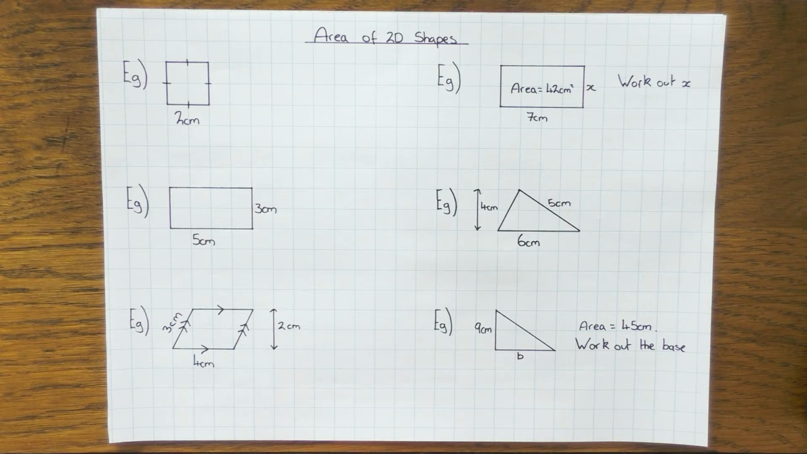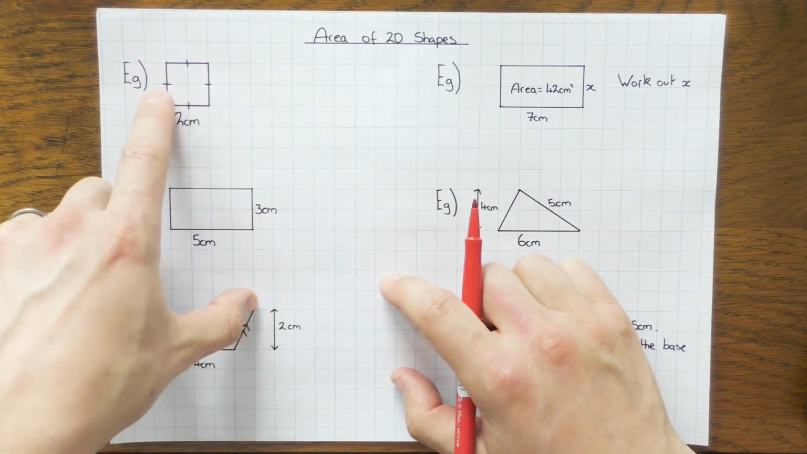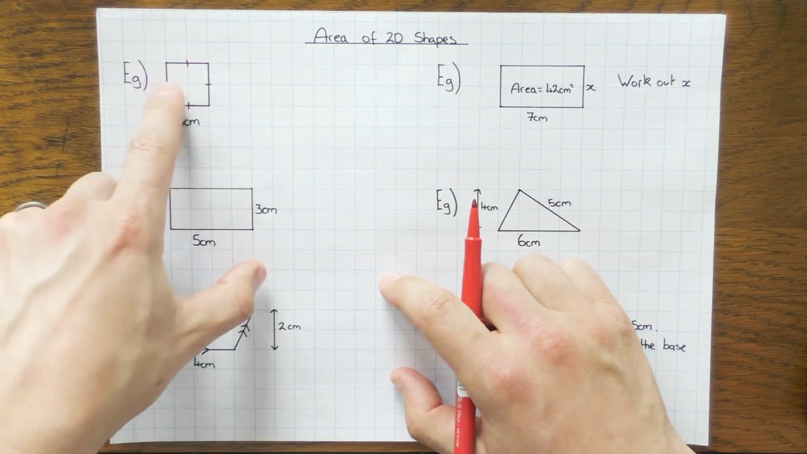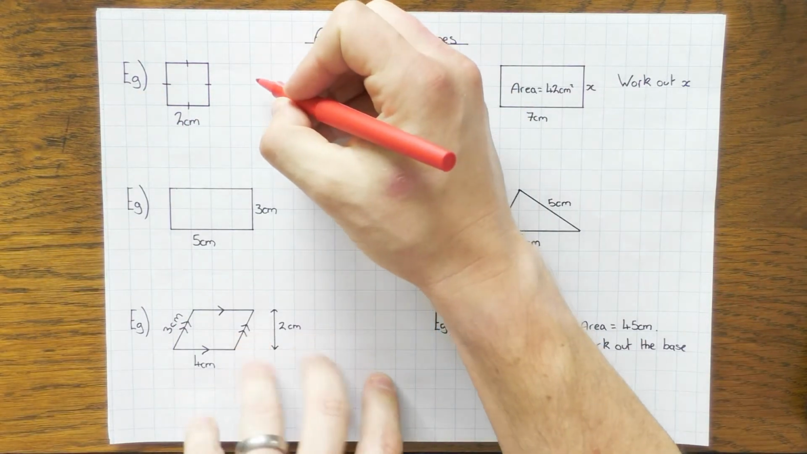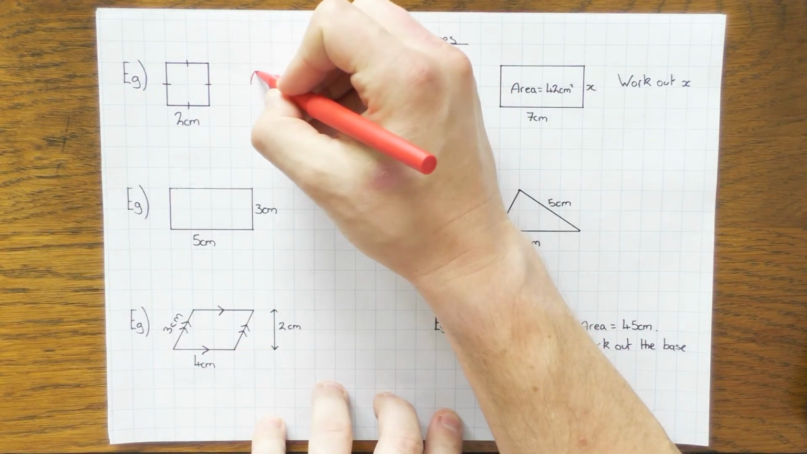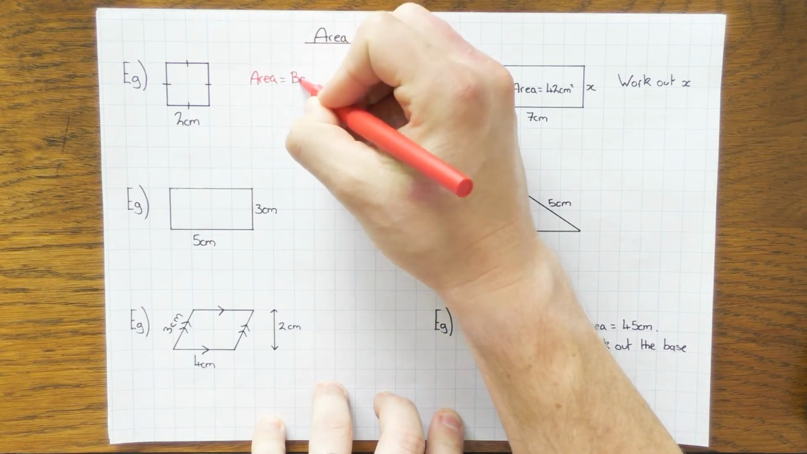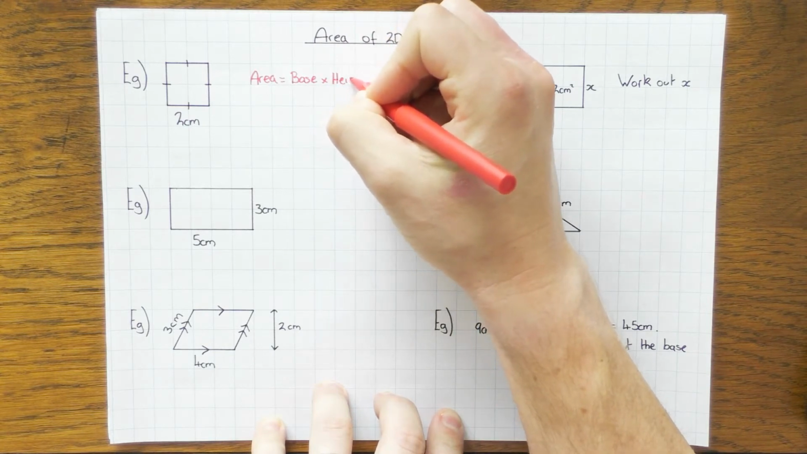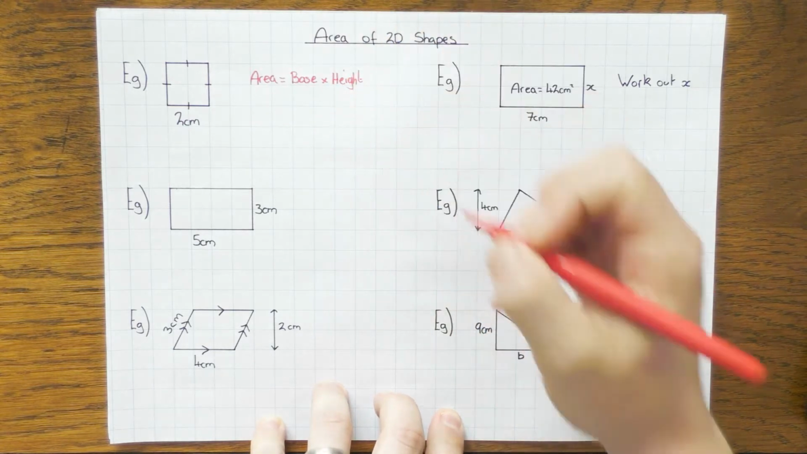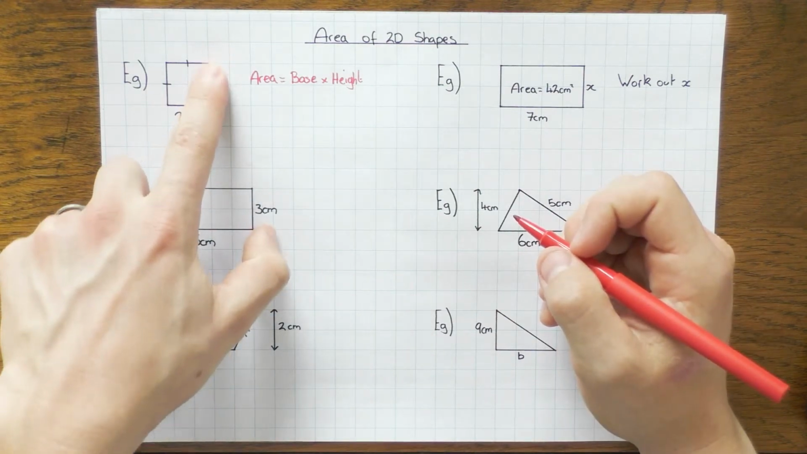So let's get started. The first shape we have here is a square, but we know that because these little lines here tell us that these lengths are all the same. And to find out the area of a square, it is the base times by the height. Or length times width. It's entirely up to you what you use, but essentially it's the base times the height.